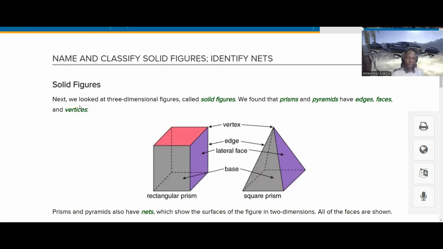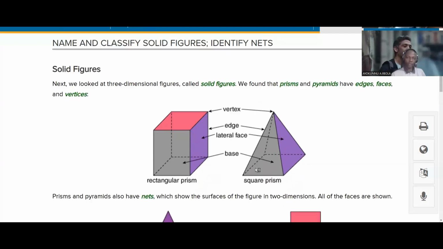So next we look at three-dimensional figures, called solid figures. We found that prisms and pyramids have edges, faces, and vertices. So the edges are the sides or the lines. The vertices are the points where the lines meet, and the faces are the planes.